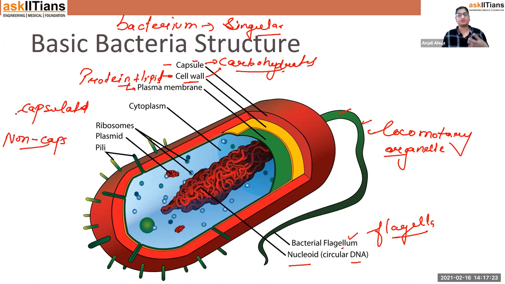Capsulated bacteria have the capsule and are protected by it, and non-capsulated bacteria do not have the capsule and are not easily protected. Now I would like to add one more point: the maximum number of bacteria which are disease causing are capsulated. That's how they protect themselves. All the bacteria that cause disease in us are actually capsulated. I repeat myself, they protect themselves, and that's why they're not easily hampered, and that's why we need medicine. Non-capsulated are the simple ones, which are not disease-causing, like lactobacillus in the curd.